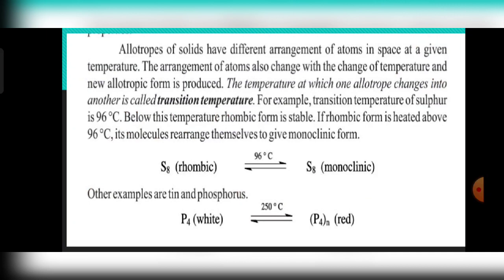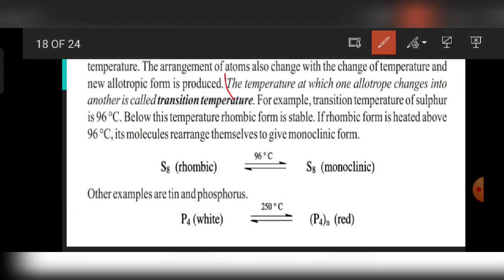The temperature at which one shape and structure of the molecule changes into the other structure in the crystal lattice is called the transition temperature. What is transition temperature? The temperature at which one allotrope changes into another is called transition temperature. For example, the transition temperature of sulfur is 96. Below this temperature, the rhombic form is stable. If the rhombic form is heated above 96, its molecules arrange themselves to form the monoclinic form.